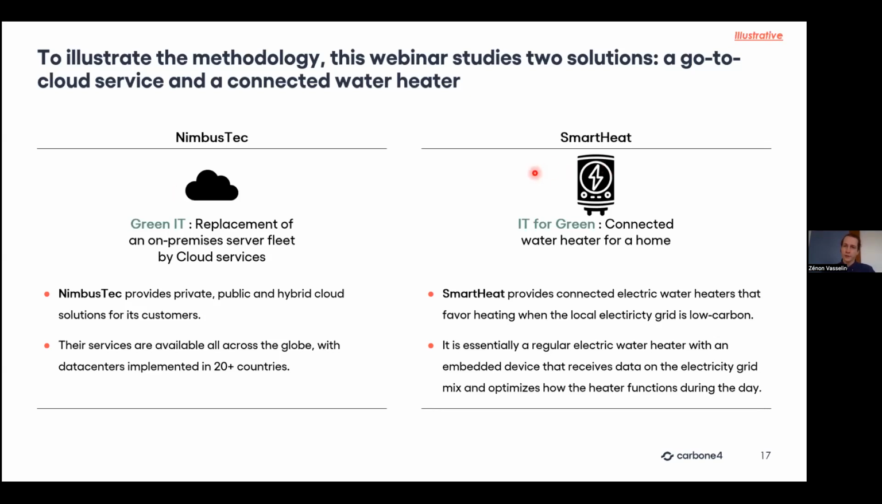And the other one is a connected water heater by Smart Heat, and it's an IT for green solution. It's about trying to reduce the emissions of the building sector, the use of buildings by people. So it's a connected water heater for a home. All right. And so it tends to heat the water when the electricity is low carbon, for instance. And this is how it should try to decarbonize. But we'll see in the next parts.